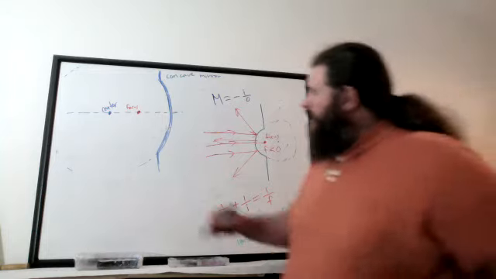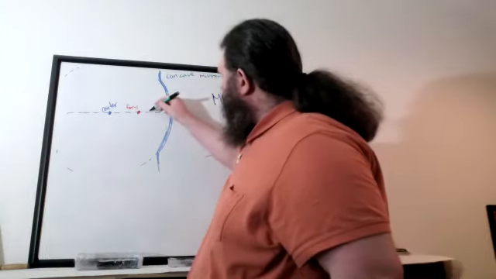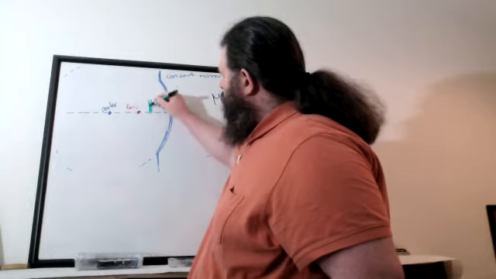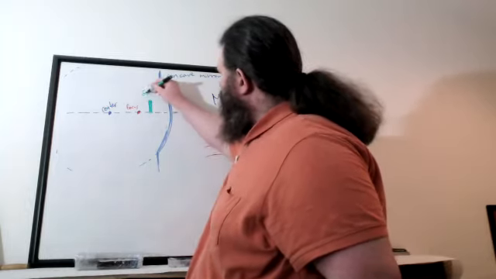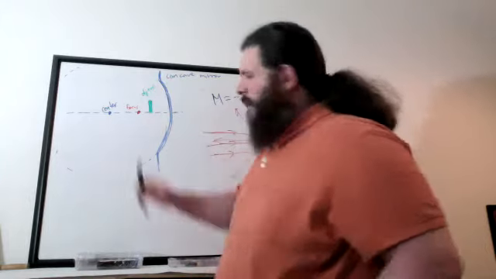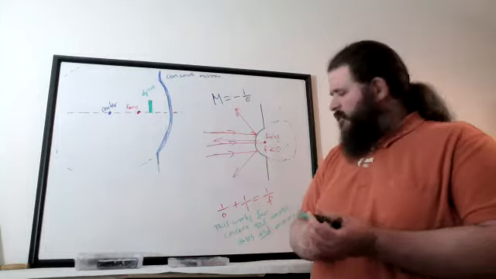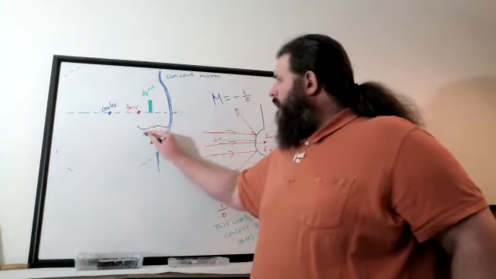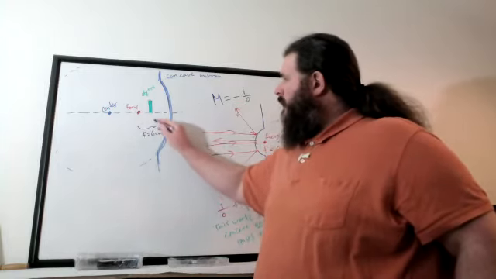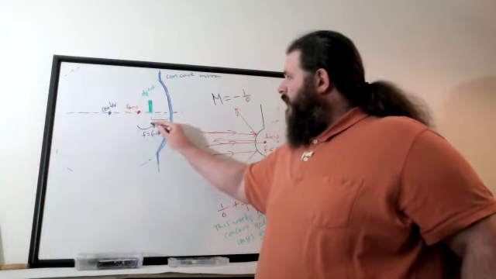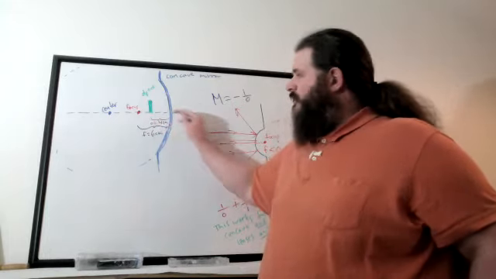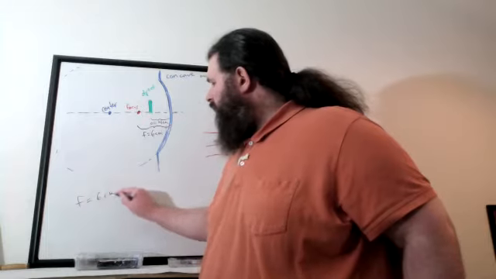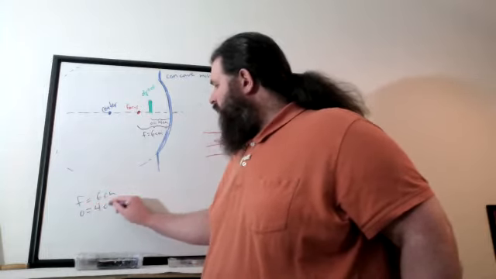So let me put in an image here, or an object. Let's say we put an object at this location, maybe 2/3 of the way to the focus. In fact, let's put in some numbers here. Let's say the focal length of this mirror is 6 centimeters. And let's say we put the object at a distance of 4 centimeters as measured from the surface, because we always measure these from the surface. So F is 6 centimeters, O is 4 centimeters.